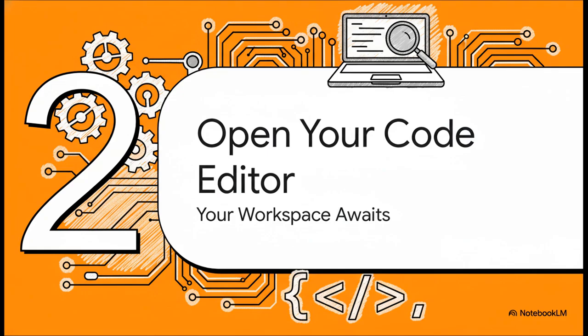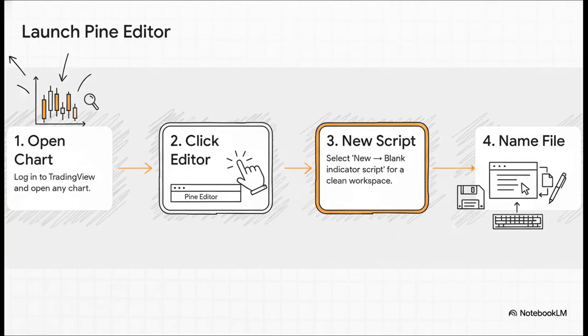All right, that's enough theory. Let's get our hands dirty and actually put this into practice. It's time to open up our digital workshop, the Pine Editor. And you'll see getting started could not be easier. Just open up any TradingView chart. Click on the Pine Editor tab you see at the bottom, select New, and then Blank Indicator Script. Give it a cool name and that's it. You've just launched a live coding environment that's plugged into real-time market data.